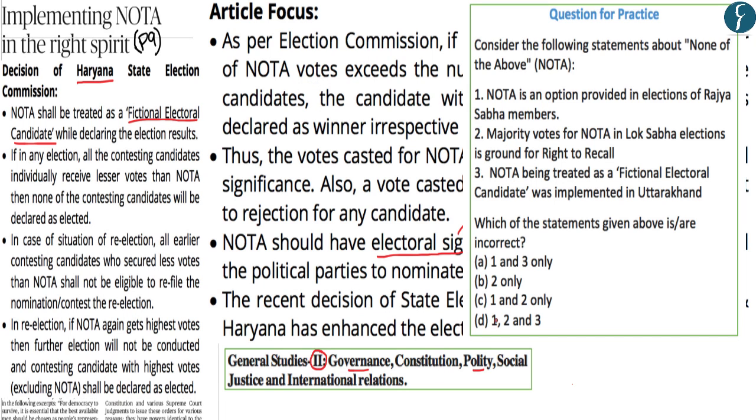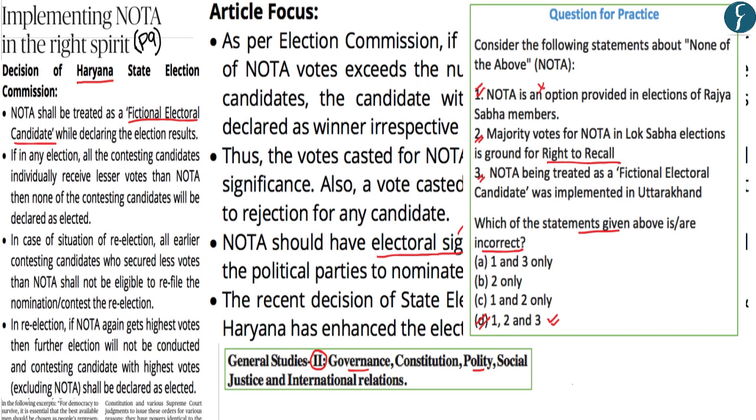Now the correct answer to this question is D, 1, 2 and 3, wherein the question is asked as to which of the above statements is incorrect. With regards to statement number 1, NOTA is not an option which is provided in the election of Rajya Sabha members. With regards to statement number 2, India currently does not have an option for right to recall. And with regards to statement number 3, NOTA is being treated as a fictional electoral candidate in the state of Haryana. And therefore, statements 1, 2 and 3 are all incorrect.